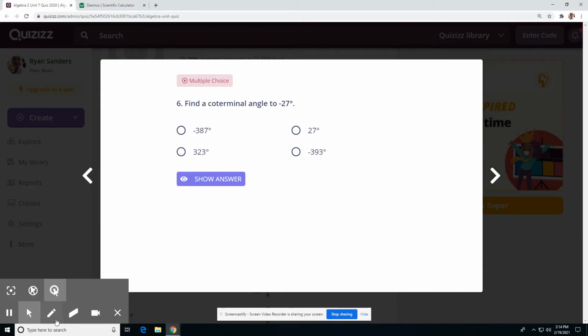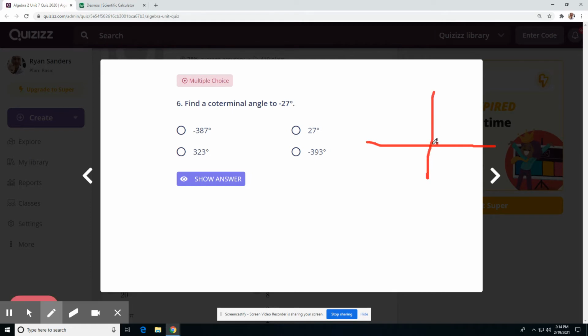Coterminal just means if this is our terminal angle that we saw, this would be called the initial. This is called the terminal angle. And then anytime you go around it and you hit it again, that's the coterminal idea. So all the other angles that you go around in either direction that hit it.